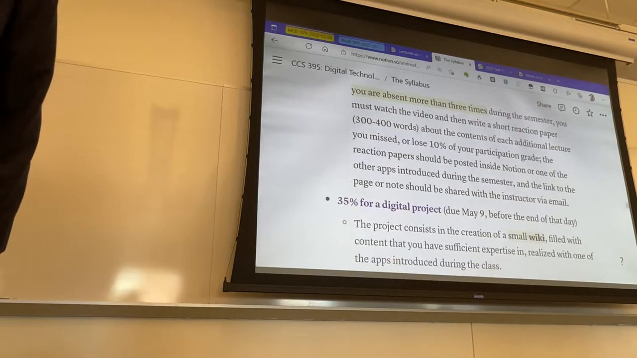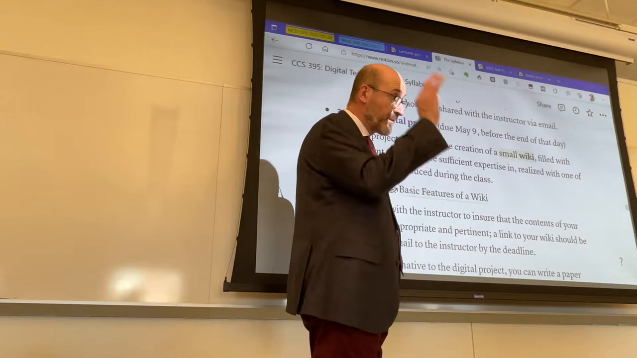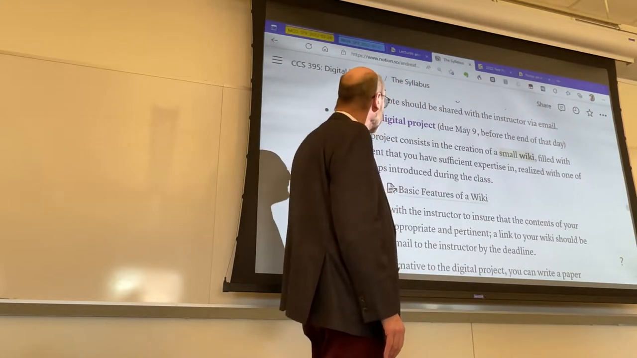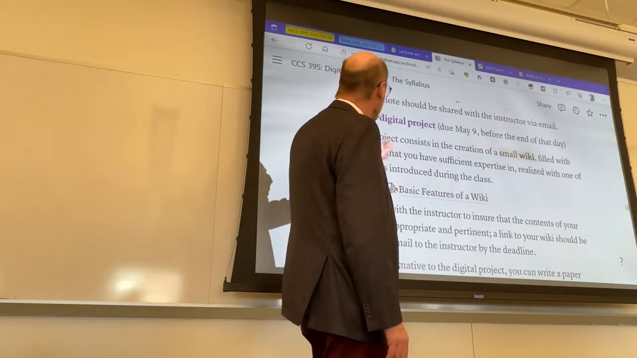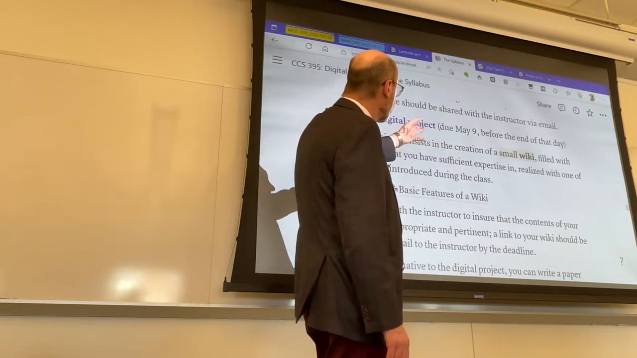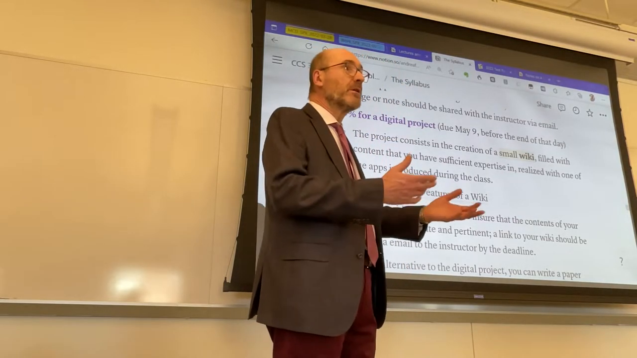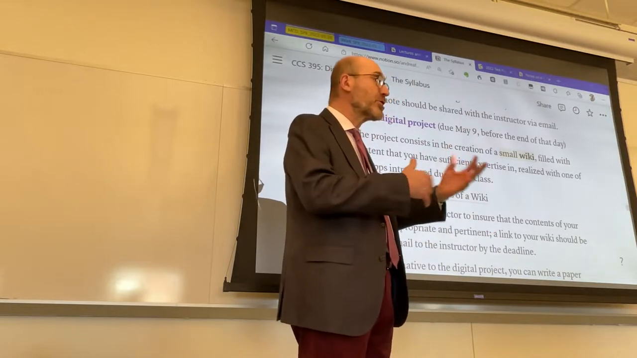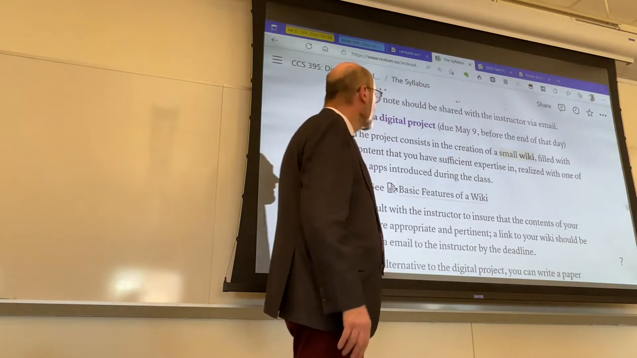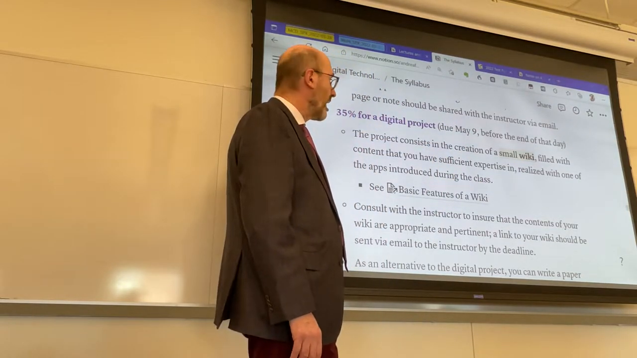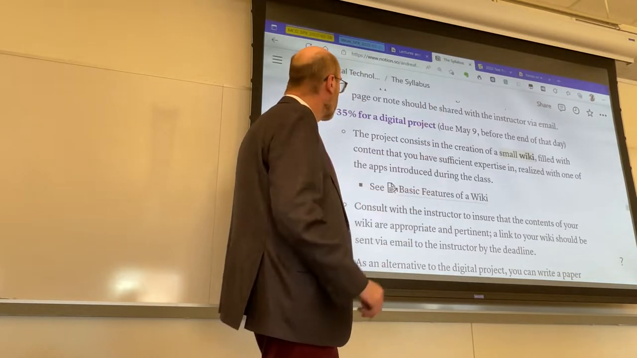And so that you can properly plan, think of the calendar, the key dates that we have in front of us, because today is April 4th. So the digital project itself should be completed by May 9th. And of course, depending on the app, you will share the project with me following the instructions for that particular app, okay? If your project, well, I'll talk about DocuWiki.